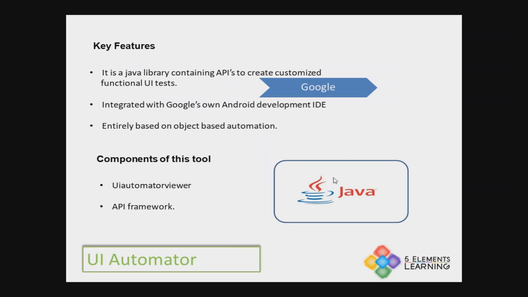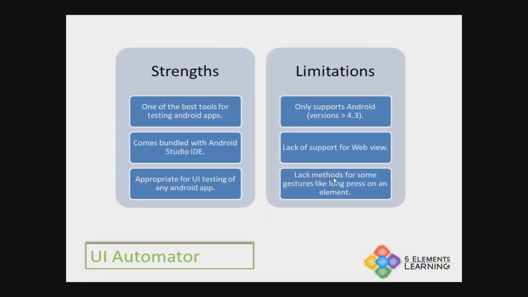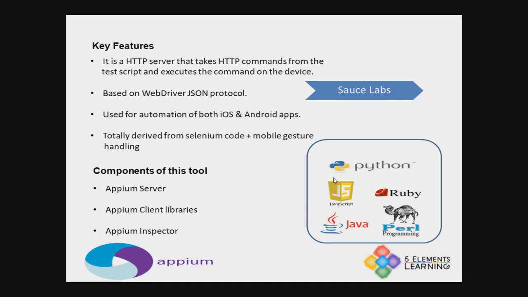Then you have UI Automator. Again, it's Google's own Android development tool. It supports object-based automation, but it does not support WebView. It only supports Android version 4.3 and above, and it does not have any methods available to test gestures like long press on an element.